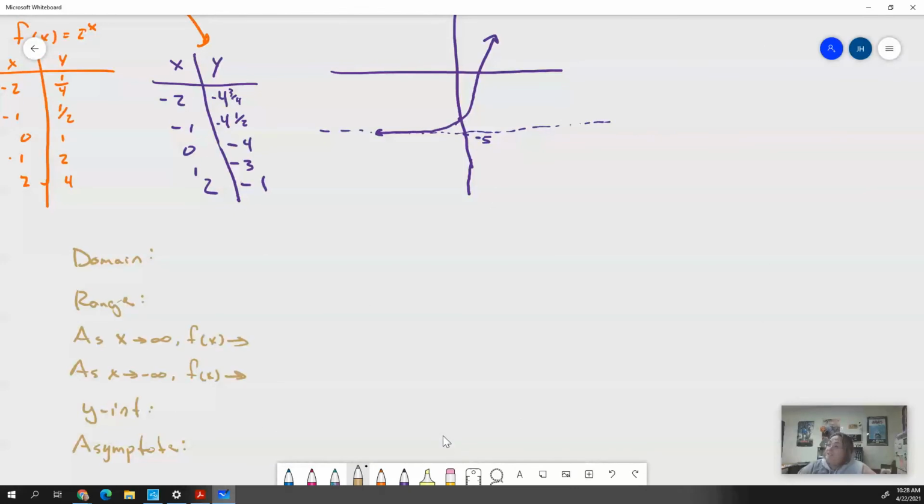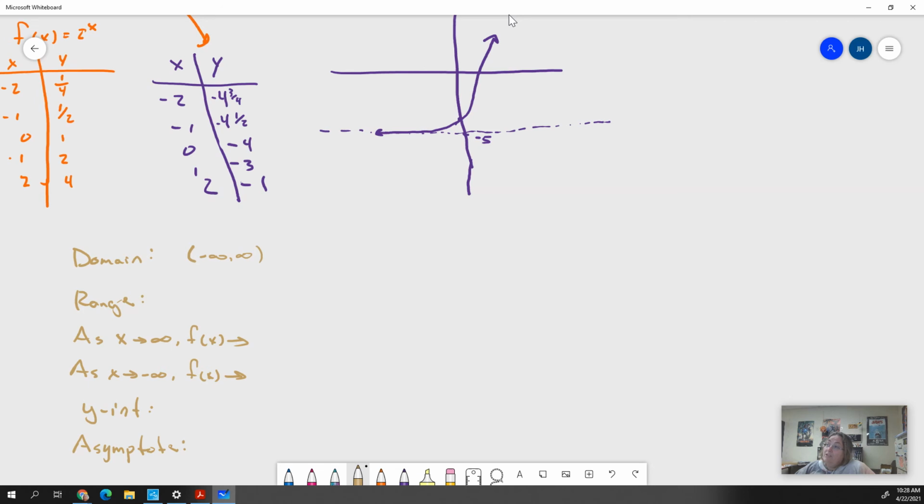Our domain hasn't changed. Our x's, we could still go as far as we want that way with x's and as far as we want that way with x's. Our arrows tell us that. They're going in opposite directions forever and ever. So domain is still negative infinity to infinity.